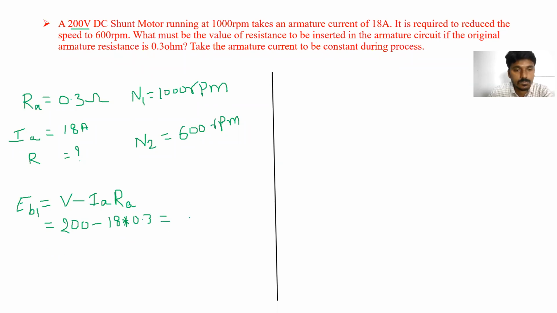EB1 is equal to 194.6 volts. Is it right? 200 minus 18 into 0.3. Is it right? सही है क्या?